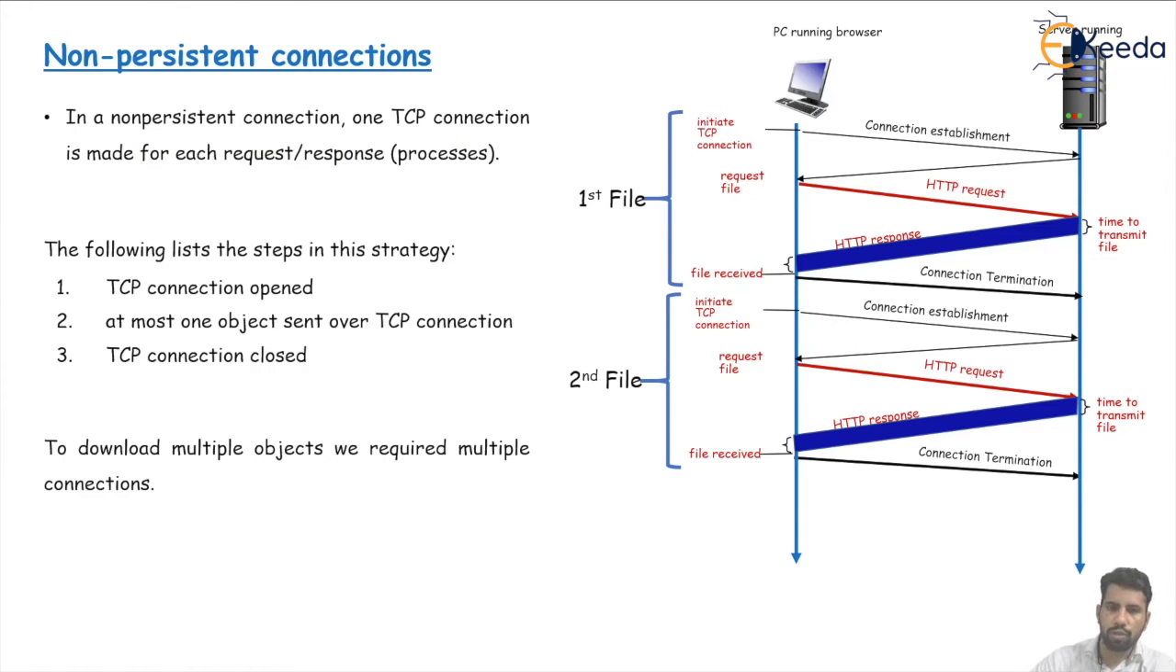Non-persistent connection means you need a new connection between the client and the server every time. In a non-persistent connection, one TCP connection is made for each request and response. Means every time you want some service from the server or you want to access a web page from the server, you need to maintain a separate connection for each web page or each request.